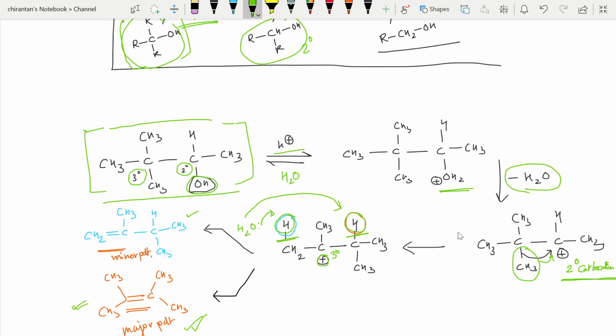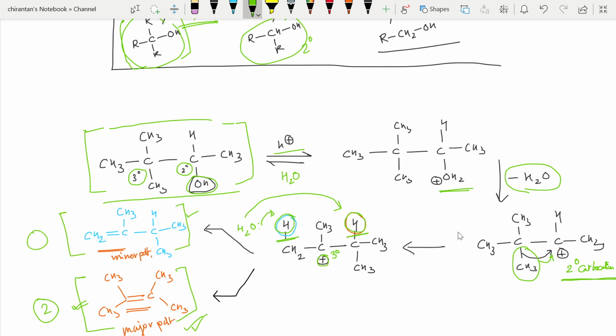But now we have to compare the stability of these products. As we know, the alkene which is more substituted is more stable. So we can say that this second alkene is actually the major product of the reaction, whereas the first alkene, which is not that substituted, will be the minor product of this reaction.